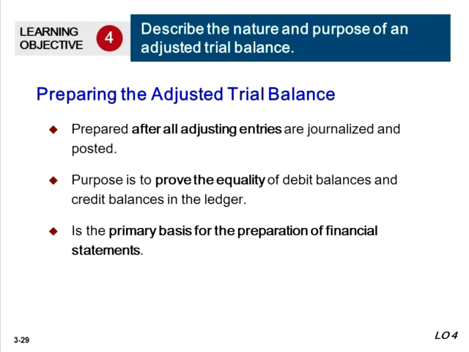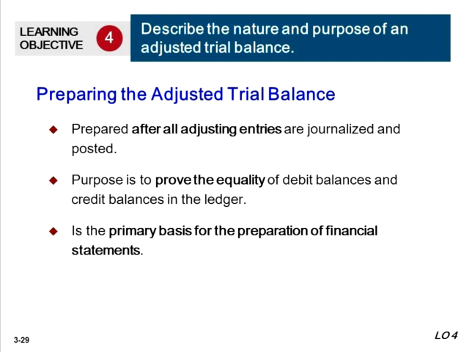Alright, once the adjusting entries have been entered into the general journal, and by the way, this is done on the last day of the accounting period, then the debits and credits from the adjusting entries must be posted in the general ledger or the T accounts. And then the adjusted trial balance would be prepared to make sure that the debits and credits are equal.